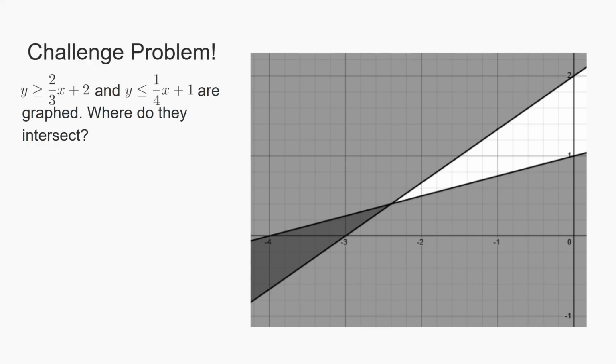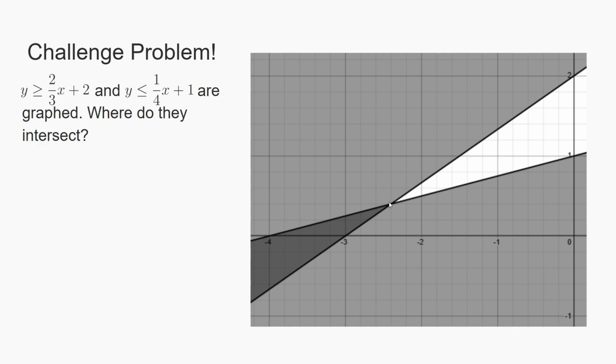We've arrived at our final challenge question. We have y is greater than or equal to 2/3 x plus 2, and y is less than or equal to 1/4 x plus 1 graphed. Where do they intersect? As you can see on the graph, they intersect right over here.